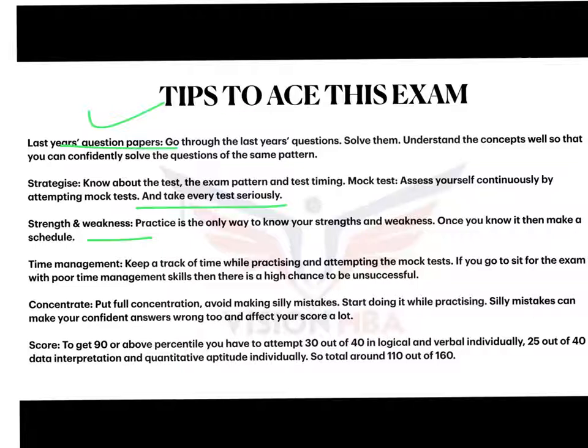Now, guys, to score 90 or above percentile, you have to attempt 30 out of 40 in logical and verbal individually. So, guys, I have already mentioned how many marks you must get to get more than 90 percentile. So this is how exactly it is: 25 out of 40 in data interpretation and quantitative aptitude individually. So total around 110 out of 160. So 110 questions right out of 160. This is not taking into consideration those 40 questions asked in the GK section.